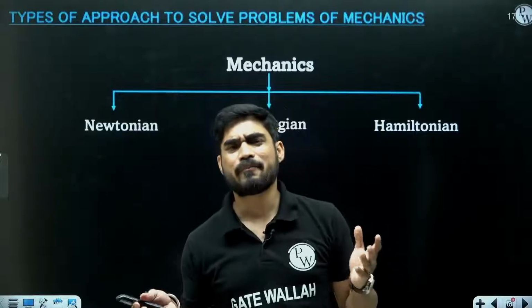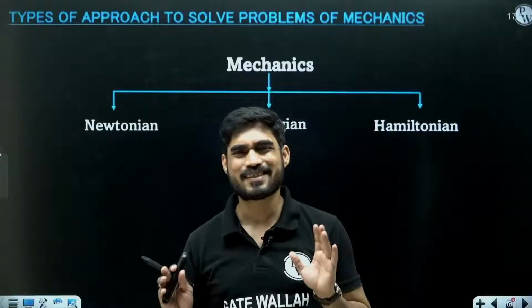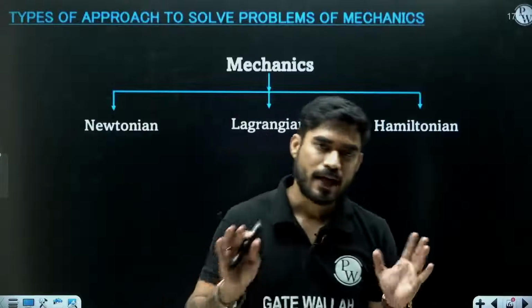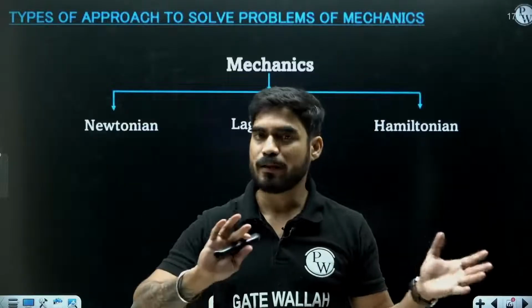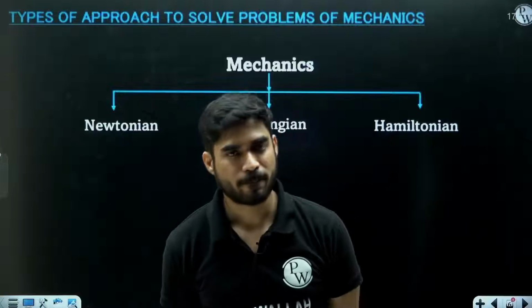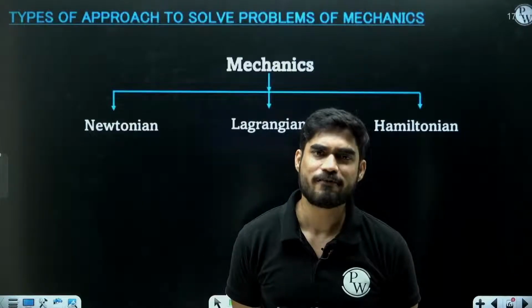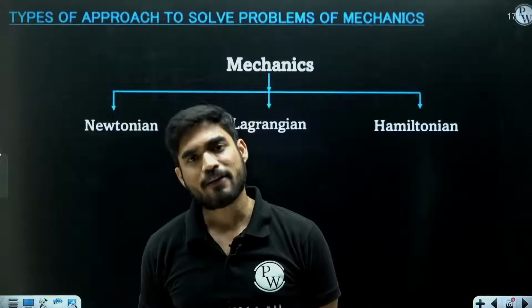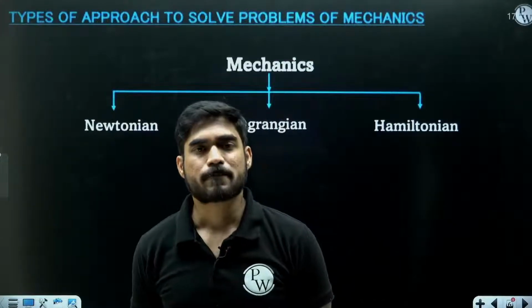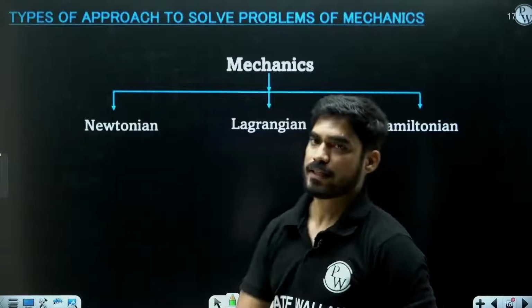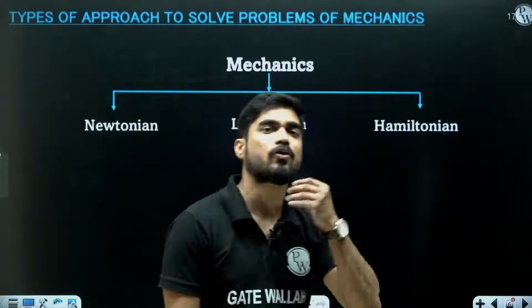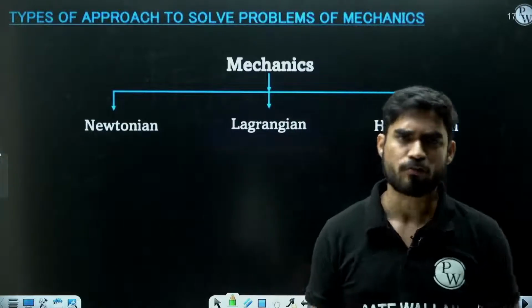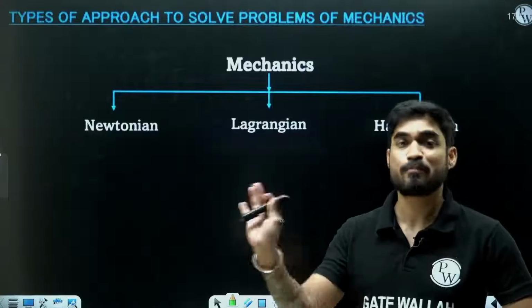What do we mean by mechanics? See, mechanics is nothing but the study of bodies which are subjected to forces. Due to the forces, the bodies are in motion. So basically what we do is we find the equations of these motions. When finding the equations of motion, we can use Newtonian mechanics, Lagrangian mechanics or Hamiltonian mechanics. They are different approaches of solving the same problem.